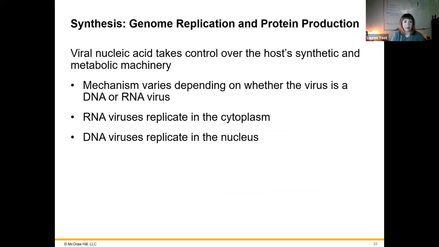So viral nucleic acid takes control over the host's synthetic and metabolic machinery. If you're DNA, you will be replicating in the nucleus, because that's where DNA stuff happens. That's just where the machinery for everything is. RNA replication is going to be happening in the cytoplasm. So that's the benefit for an RNA virus, you don't need to worry about the nucleus. The DNA does have to get to the nucleus to replicate. But I don't know, you can do a lot more with DNA than you can with RNA. So that's just the fact of the matter. Okay.